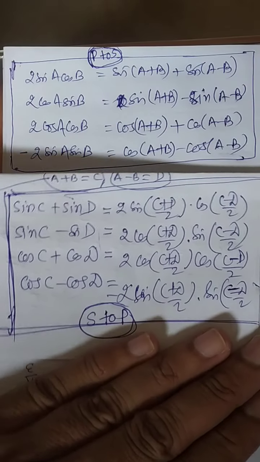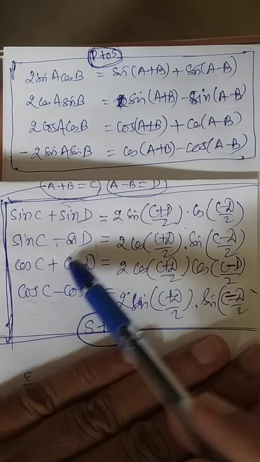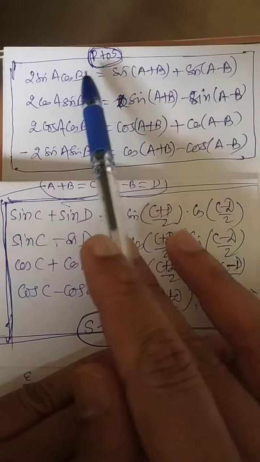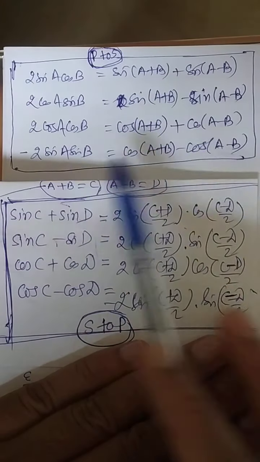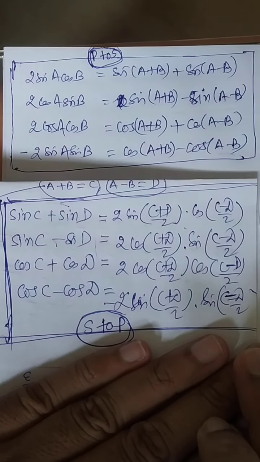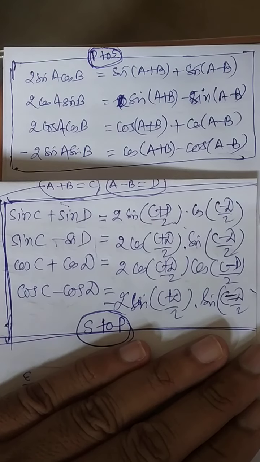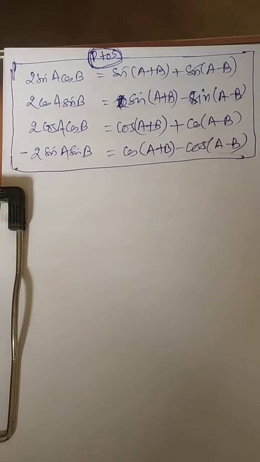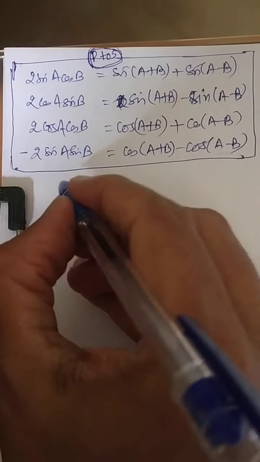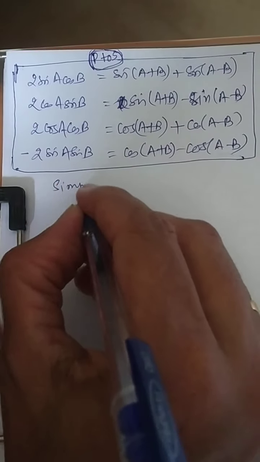Whenever I am asking you tell me S to P, then you will be telling these formulas. When I am asking you tell me P to S, then you will be telling this formula. So now the question will be based on this set of formulas. Here I am just asking you how to make use of that also.